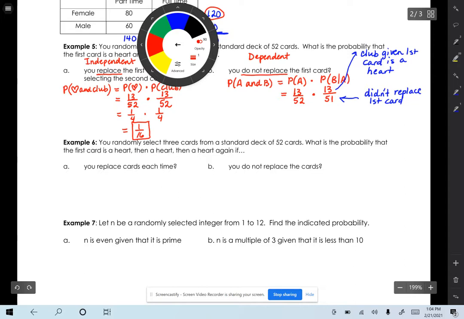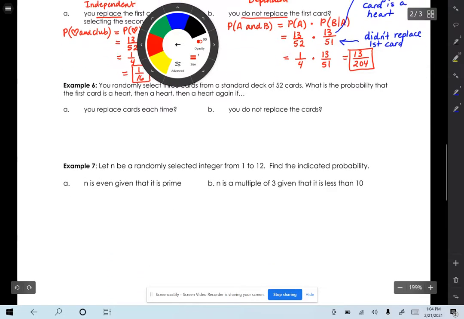So when you reduce the fractions, 13 over 52 is 1/4 times 13 over 51, which does not reduce, and that equals 13 over 204. And I don't really care what that is as a decimal. You can figure it out if you want to.